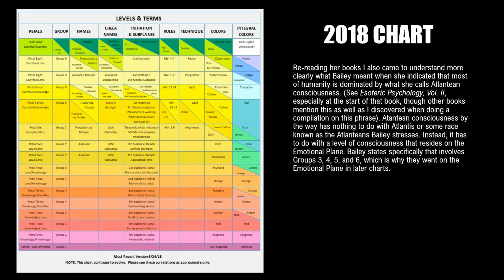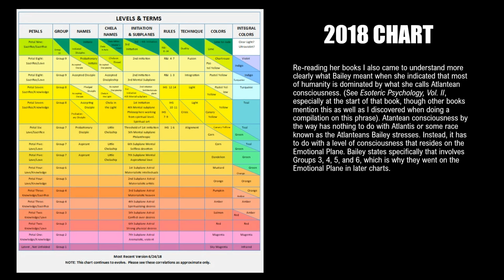Rereading her books, I also came to understand more clearly what Bailey meant when she indicated that most of humanity is dominated by what she calls Atlantean consciousness. See Esoteric Psychology Volume 2, especially at the start of that book, though other books mention this as well, as I've discovered when doing a compilation on this phrase. So she talks at the beginning of that book about Lemurian consciousness, Atlantean consciousness, and so forth. I did a compilation on Atlantean consciousness and Lemurian consciousness and all these different terms, and was reading and rereading these compilations as I was doing these charts.